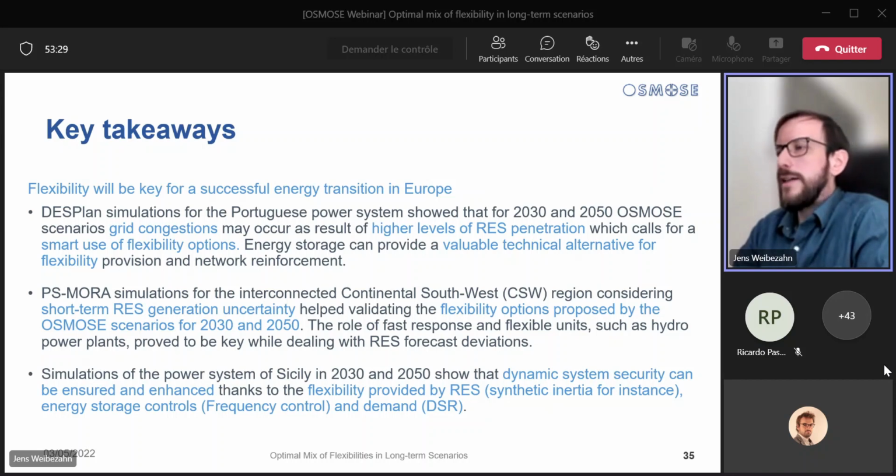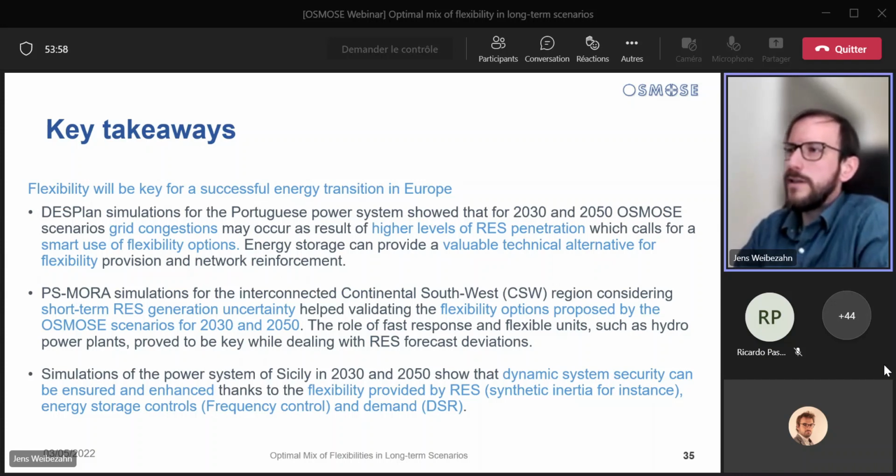And finally, looking at the simulations that were done for Sicily for 2030 and 2050, they show that the dynamic system security can be ensured and enhanced thanks to the flexibility provided by the renewables. So, for example, synthetic inertia and energy storage controls in terms of frequency control, and also demand side response. So we have to say these scenarios for 2030, 2050 that have been developed here in the project have been done in the very early stage of the project. So with the later results that came up, they have also been updated a little bit.